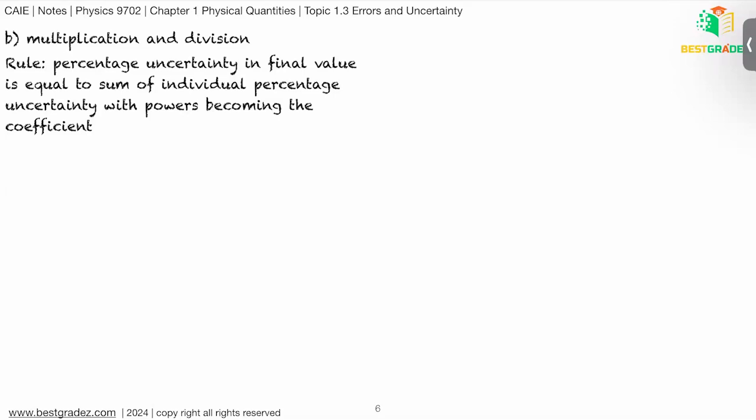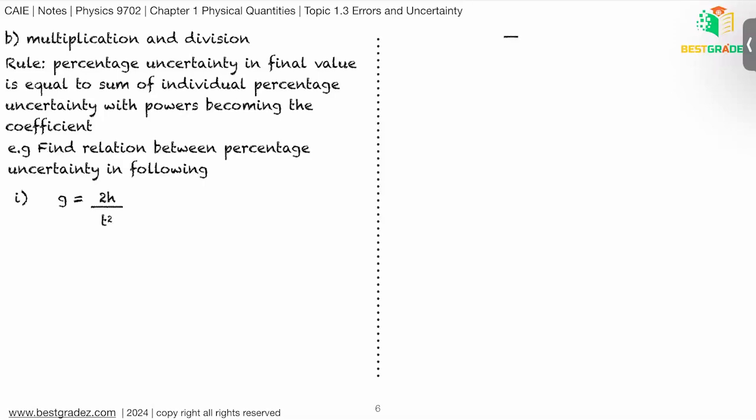आप रूल लिख लें और इस पे जरा सोचें इसका मतलब क्या बनता है. Let's say हमारे पास एक फॉर्मूला है g is equal to 2h by t square. ठीक है, डिवीजन हो रही है h और t square. What we have to do is we need to link the percentage uncertainties. ठीक है, रूल ये है कि percentage uncertainty in final value, फाइनल वैल्यू इस केस में जो सब्जेक्ट है g, इसकी जो परसेंटेज अनसर्टेनिटी है, it is equal to what, sum of all the percentage uncertainties.